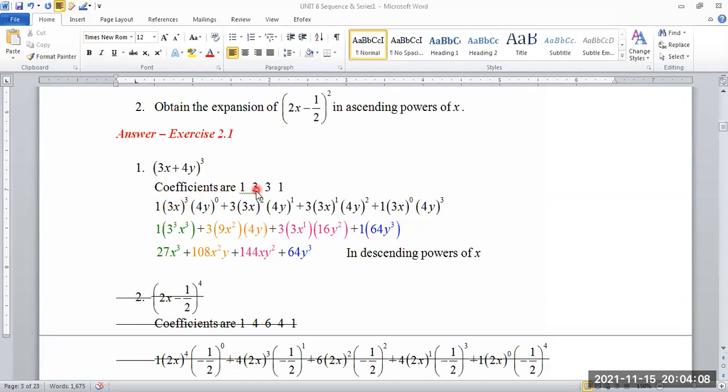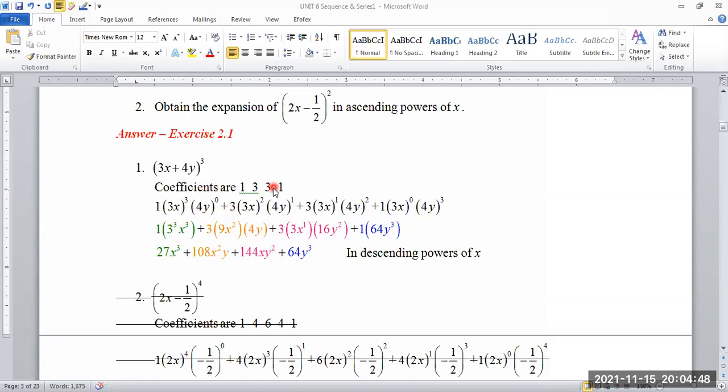The second term now has coefficient 3 right here. Because I have to reduce it by 1, if this is 3x to the third, the next term is supposed to be 3x to the second. And because I reduce this by 1, my 4y, which is in the B position, must be increased by 1. How do you know that, sir? If this is 4y to the 0, this has to be 4y to the first power. Let us check the overall power, sir. 2 plus 1 is 3. So now I've finished with my 2 terms.